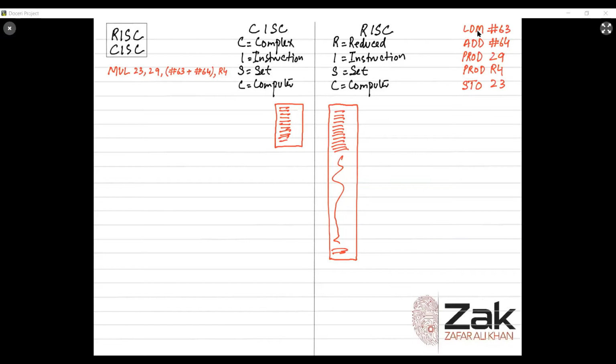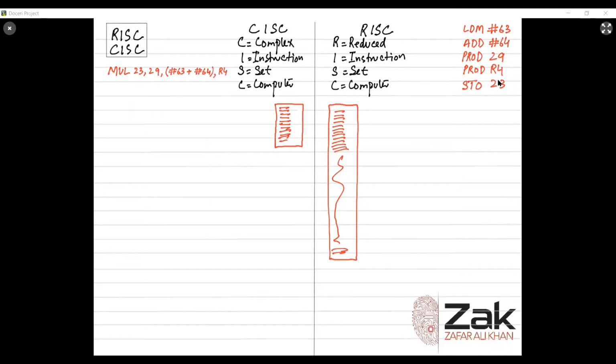This is LDM, load immediate 63. So 63 is being loaded. Then you add 64 to it. This is immediate, we are not referring to any memory. Then multiply by 29. Product means that whatever is present at the address 29 will be multiplied with whatever is in the accumulator. And what would be in the accumulator? The addition of 63 and 64.